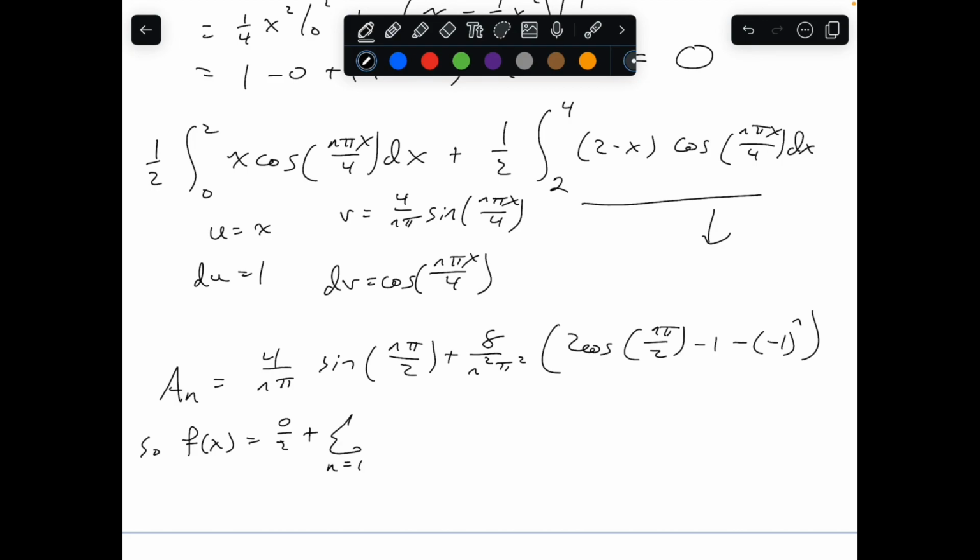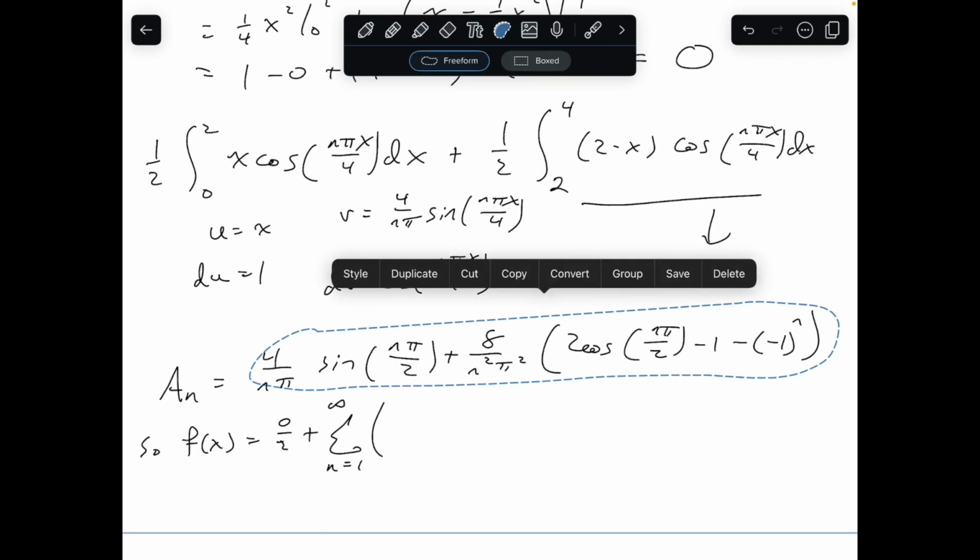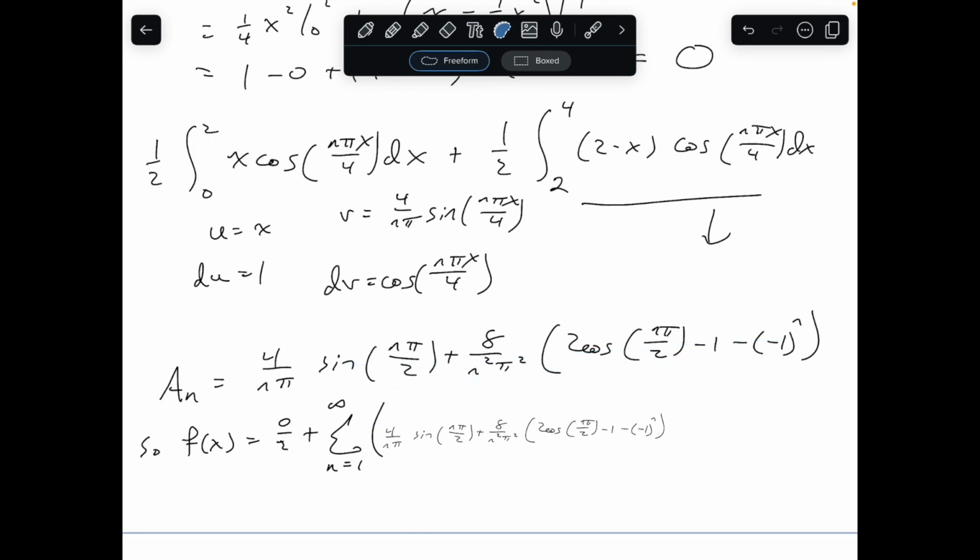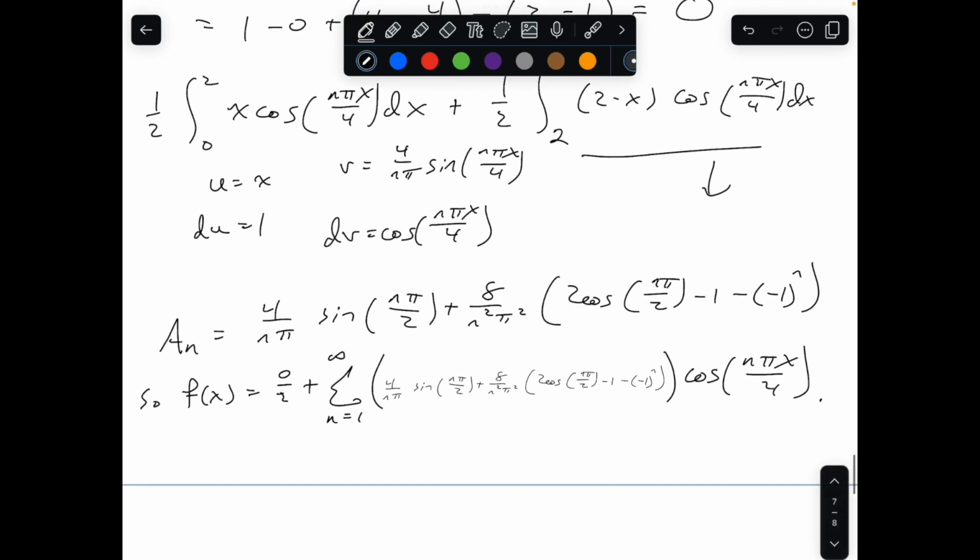And then plus the sum from 1 to infinity of, and then you just copy your coefficients down here, and then times cosine of n pi x over 4. Okay, I'm actually going to erase that. All right, and so that's how you do it.